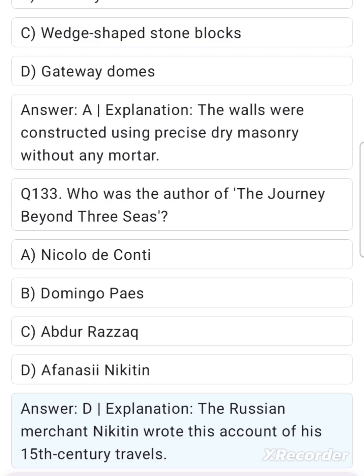The Russian merchant Nikitin wrote this account of his 15th century travels.